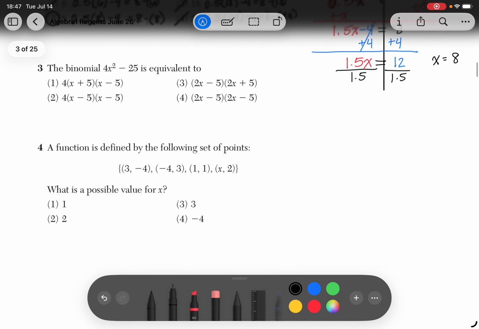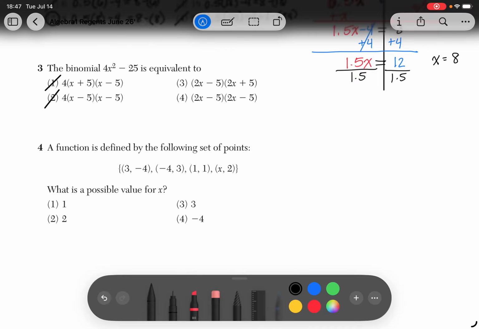Moving on to question number 3. So we have the binomial 4x squared minus 25 is equivalent to. When we have a question like this, first of all, we want to see if there's anything that can be factored out between 4x squared and 25. 4 goes into 4 times, but 4 doesn't go into 25 equally, which also tells me that the first two answers that can cancel out is 1 and 2. Because in order to factor out that 4, we're going to be left with a fraction with that negative 25.